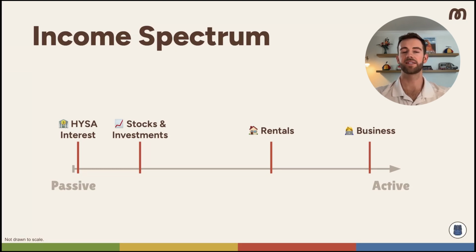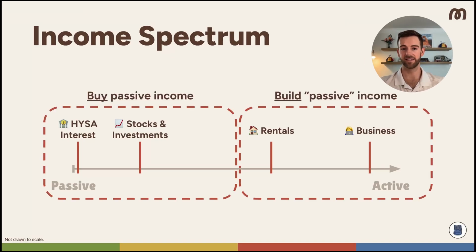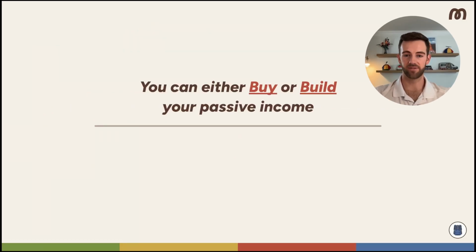And you might be able to tell that there's a clear distinction between the left side and the right side. On the left-hand side, in this case, is when you're actually buying passive income. So you're trading money for more money and you're letting it compound. Whereas on the right-hand side, you're building your own passive income. So this is when you put in your hustle, your energy, and your skills in order to build something that generates cash flow moving forward. And either option is totally fine. You can buy or build your passive income.